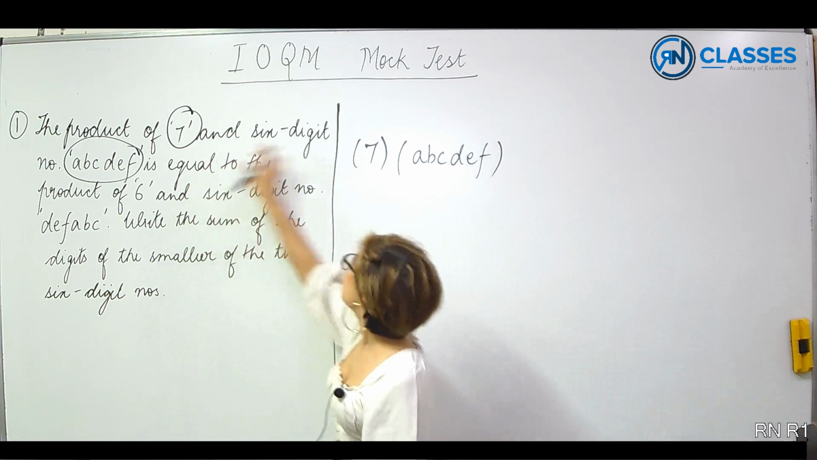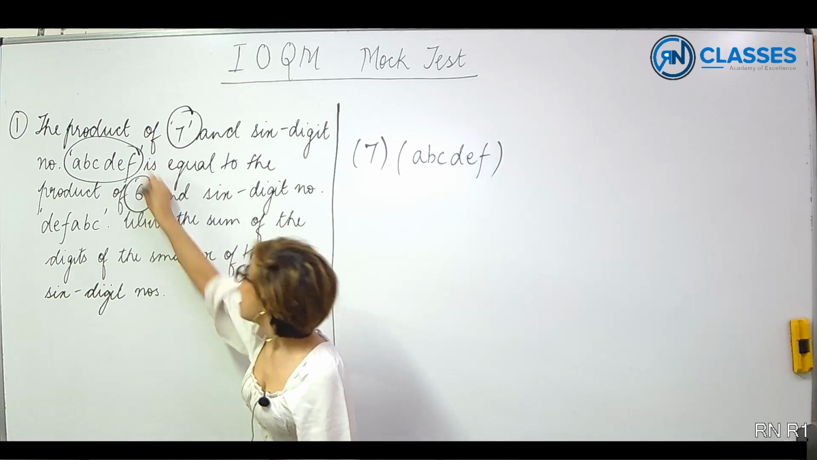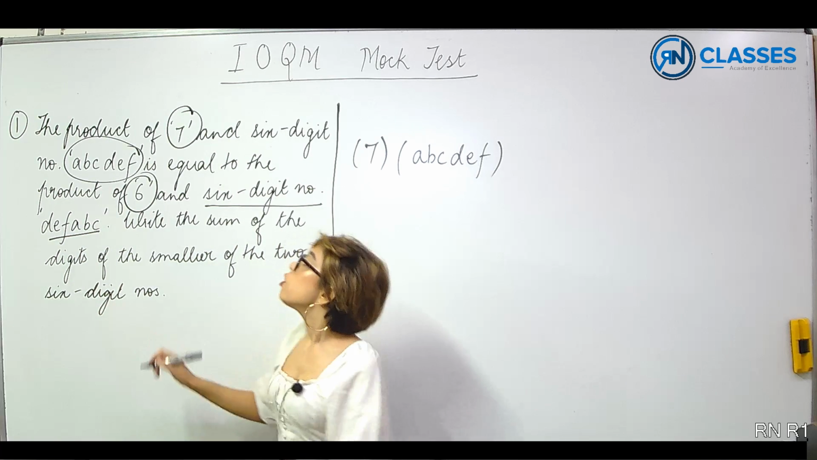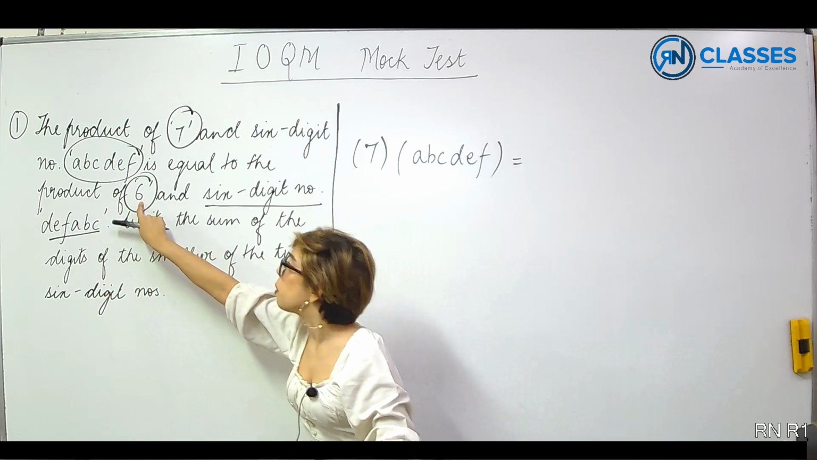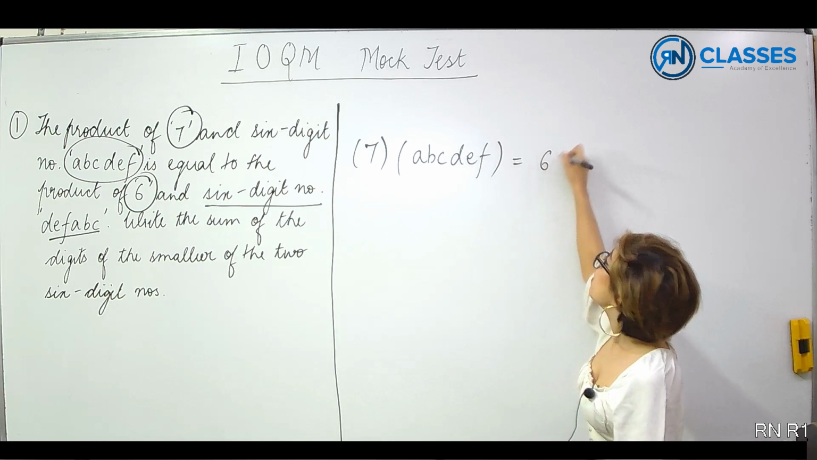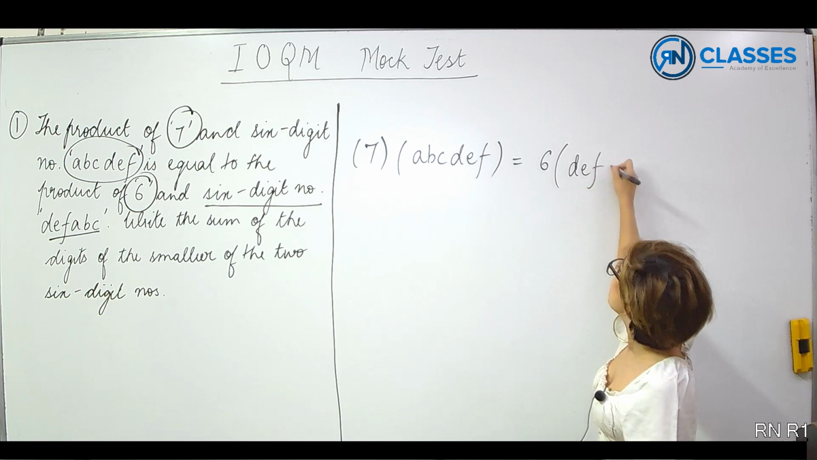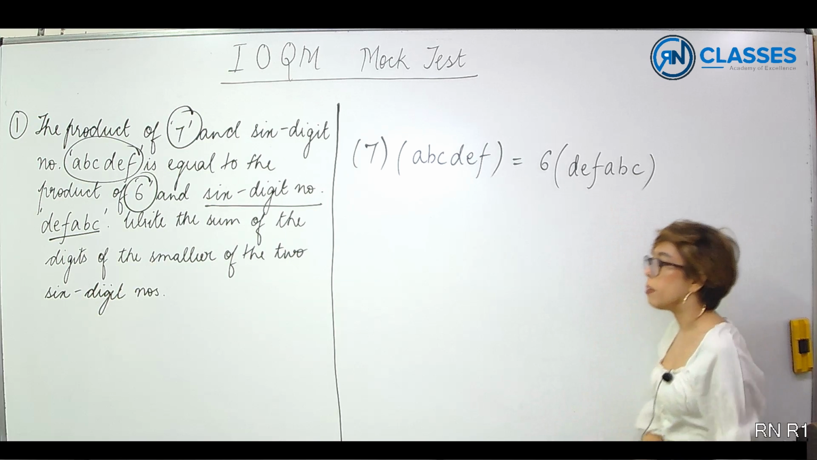Now he says this product, and listen to this, is actually equal to the product of 6 and the 6-digit number DEFABC, right? So this product is again actually equal to the product of 2 quantities. First one is what? 6 into, now the second 6-digit number, that is DEFABC, right? You can see this is a 6-digit number.